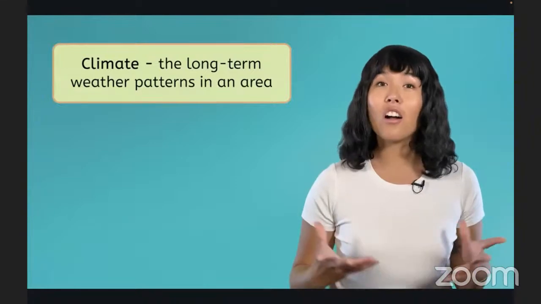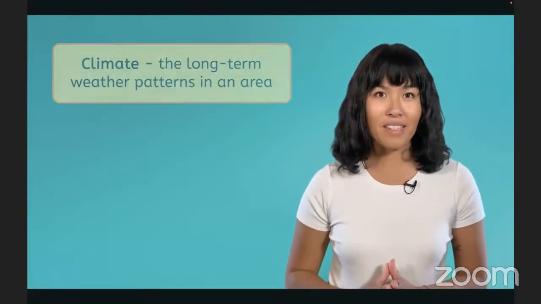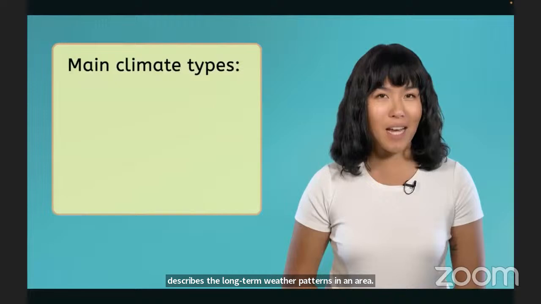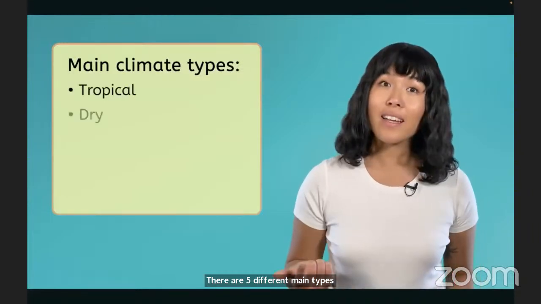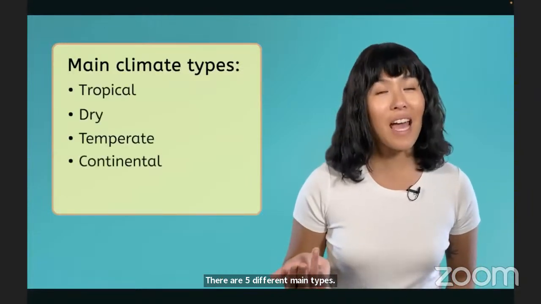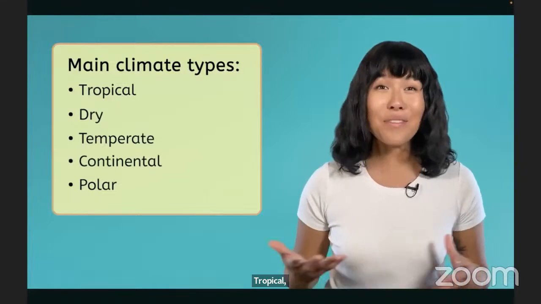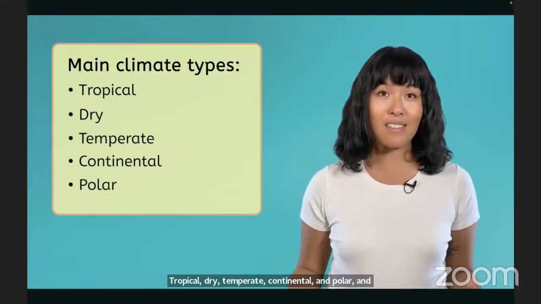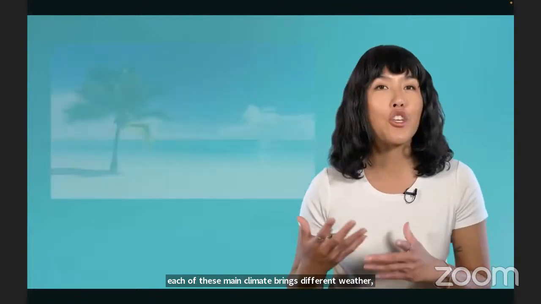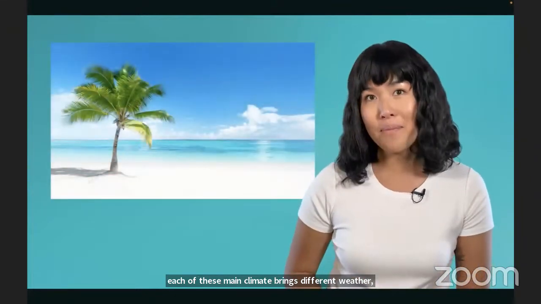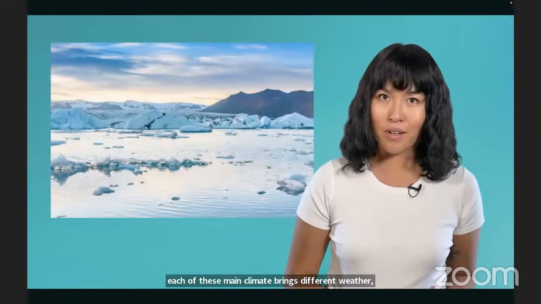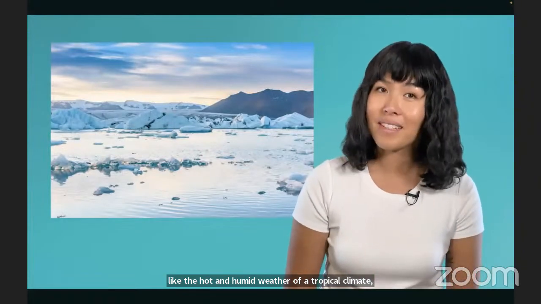Climate describes the long-term weather patterns in an area. There are 5 different main climate types: tropical, dry, temperate, continental, and polar. And each of these main climate types brings different weather, like the hot and humid weather of a tropical climate, or the cold and dry weather of a polar climate.